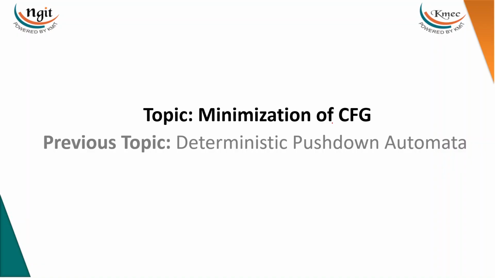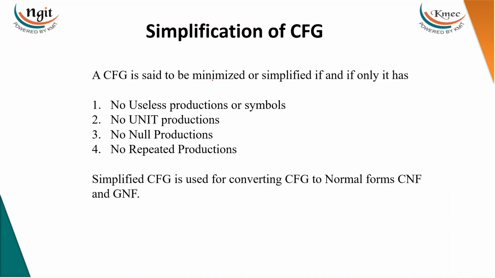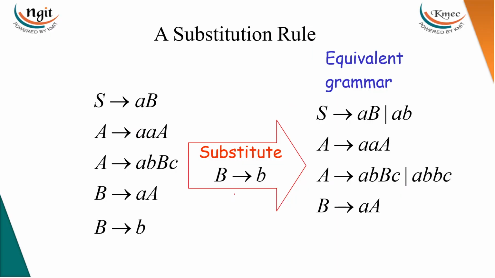So what does it mean by a minimized context-free grammar? A grammar is said to be minimized or simplified if and only if it does not contain useless productions or symbols, no unit productions, no null productions, and no repeated productions. So now we are going to discuss how to simplify the context-free grammar by eliminating all these things one by one. As I told you, these simplified context-free grammars are used to convert into normal forms, either Chomsky normal form or Greibach normal form.